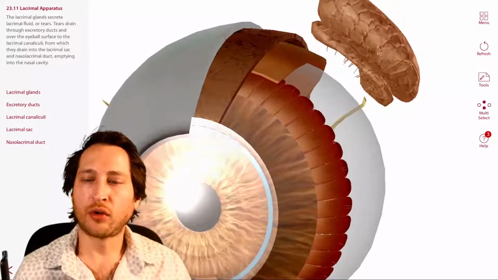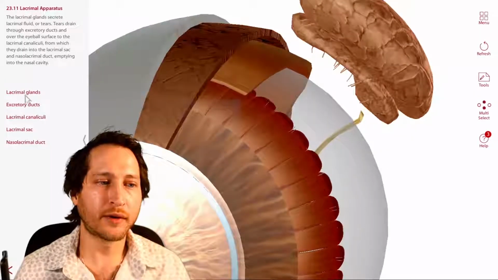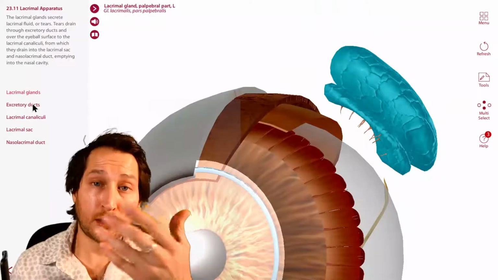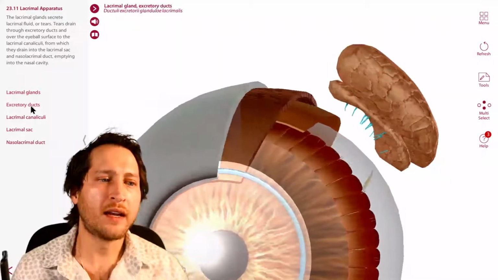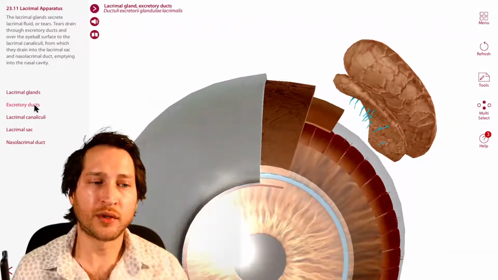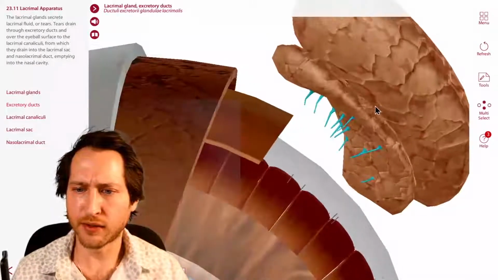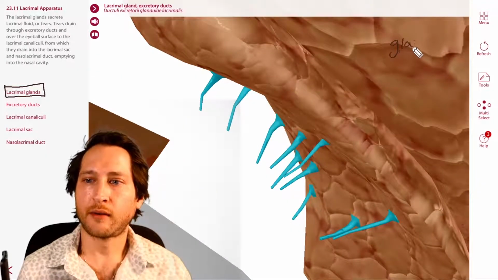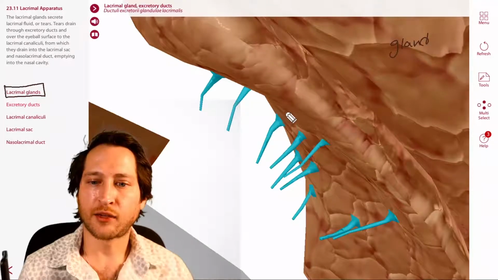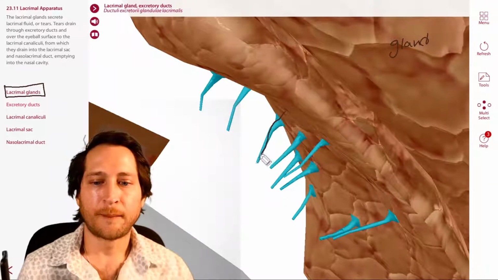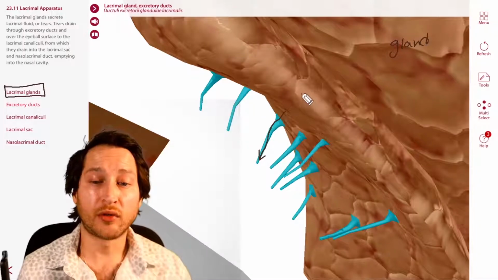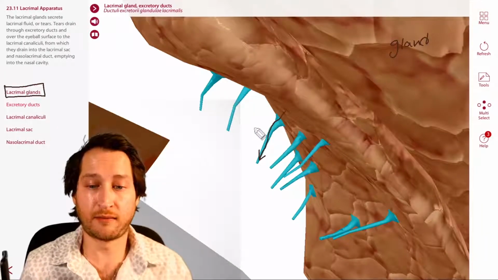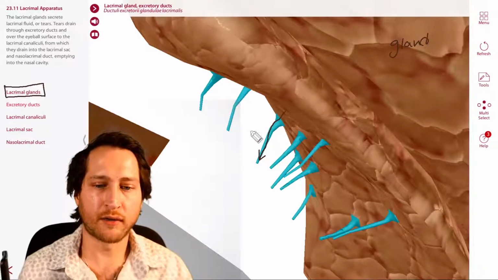And so these lacrimal glands are going to be producing tears, and they're going to be excreting the tears onto the surface of our eye via these structures called excretory ducts. It's hard to see, so I'm going to zoom in. So we have the gland here, and then these excretory ducts. If you remember the difference between endocrine glands and exocrine glands, these are going to excrete these tears onto the surface of our eye.